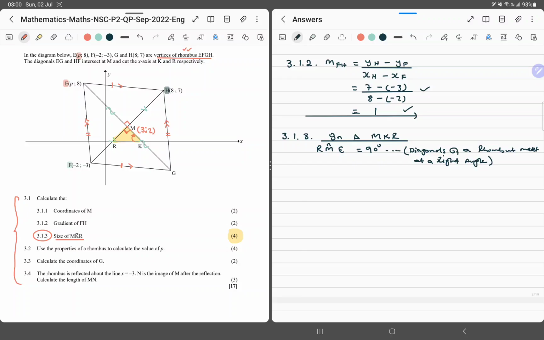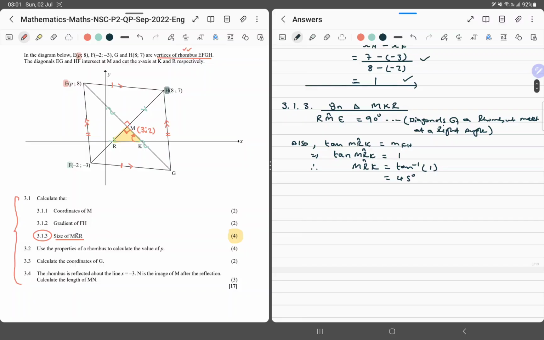Okay, great. So that is a powerful statement. We're setting things up. Now, what else do we know? We also know that tan of MRK is going to be equal to the gradient of FH, okay? That is its angle of inclination. This implies that tan of MRK is going to be equal to 1. Therefore, MRK is going to be arctan of 1, which is 45 degrees, okay?